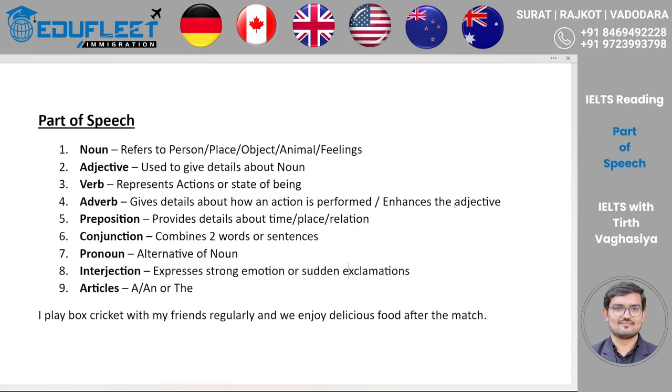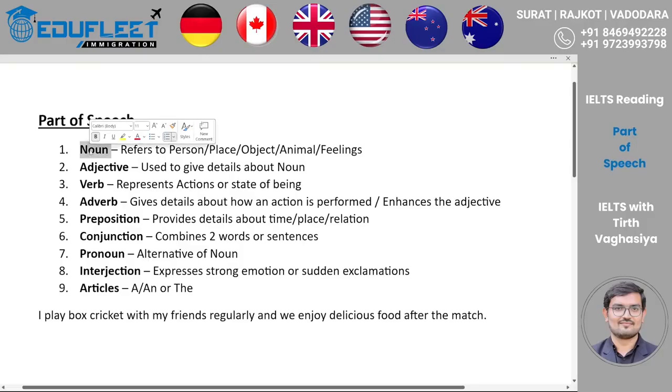So, to start with, first of all, we should all be aware of the different types of words that are used to form one particular sentence. In English, that is known as parts of speech. So what is part of speech? It is the combination of nine different terms that help you to create a sentence. Now, each and every term has a different meaning and different usage.